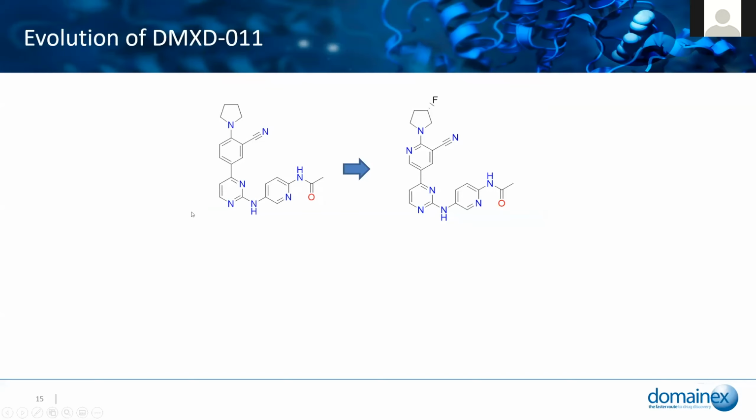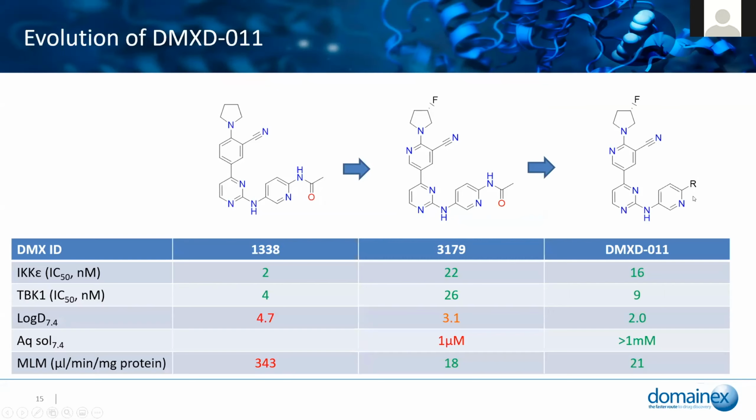So looking at it in stick drawing format, we've gone from a molecule like this to a molecule with this pyridine in place instead. And as the final part of the optimization, we looked at modifying the substituent in this position here. I won't tell you exactly what we put in the molecule to get to our candidate today, but by modification of this group, we were able to end up with DMXD011.